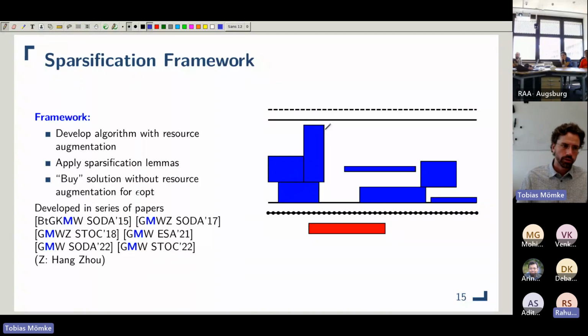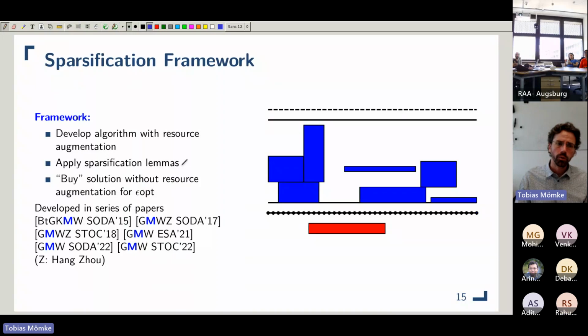To summarize, we have a framework. We develop the algorithm with resource augmentation. We apply our sparsification lemmas, and then we can buy out of the resource augmentation by spending at most epsilon opt in the cost.